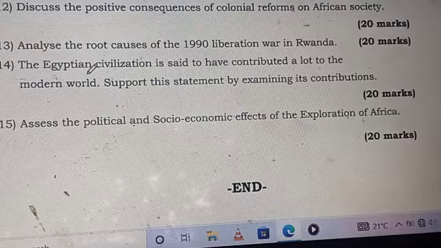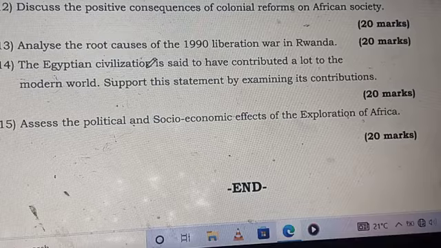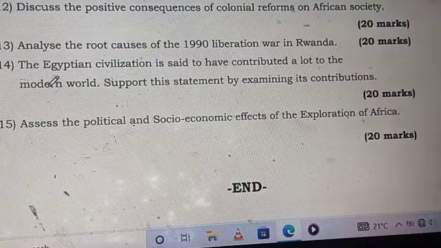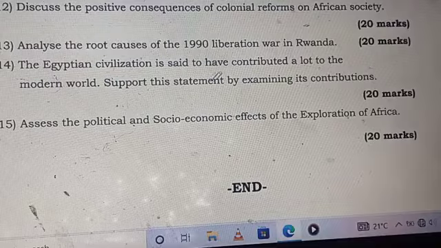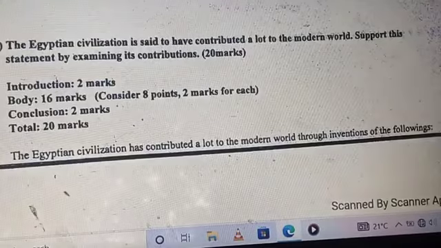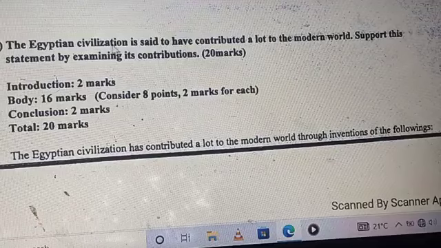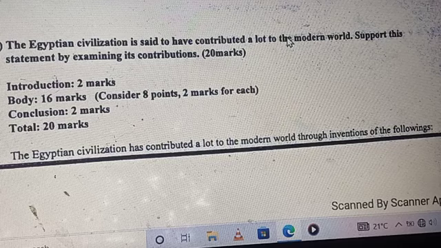Question 14. The Egyptian civilization is said to have contributed a lot to the modern world. Support this statement by examining its contribution.